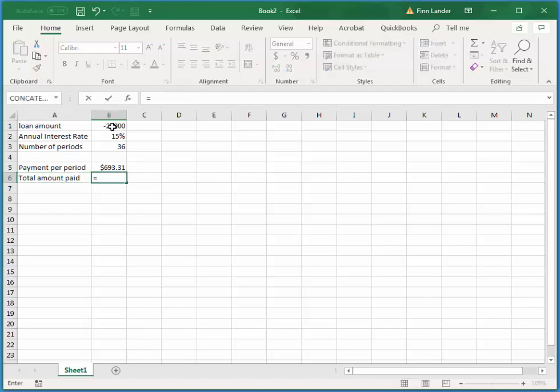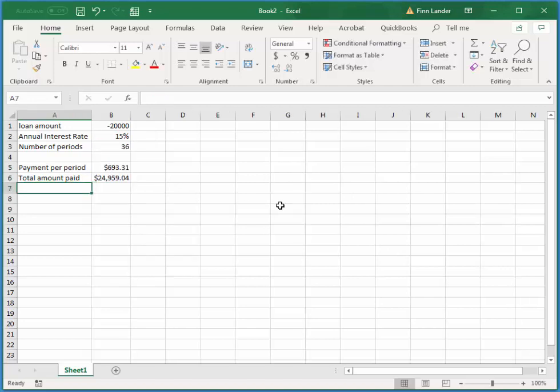If we want to say total amount paid, we can say equals that times number of periods. So we'll end up paying $24,959.04 on a $20,000 loan if we pay within 36 months. Now we can plug in any eventualities here. Say if we want to pay within 5 years, our payment per period decreases, the total amount paid increases because of interest.